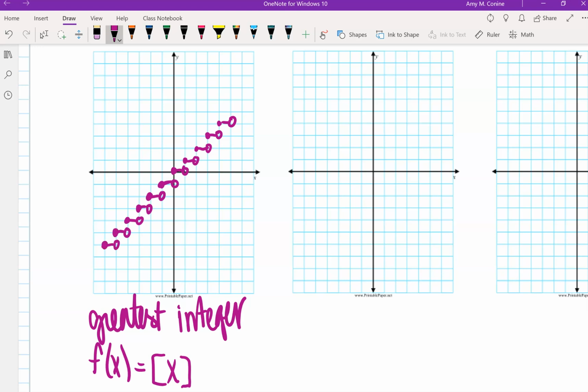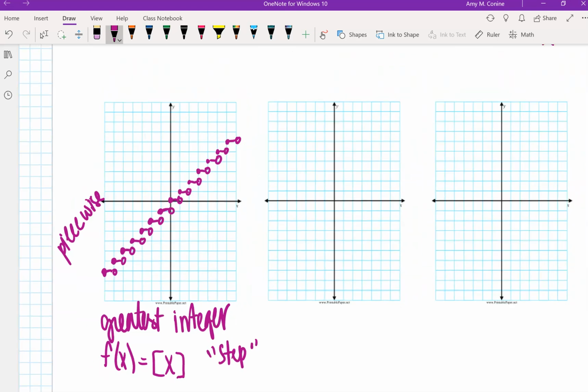So I wanted you to see a piecewise function, and this does this forever and ever because it is a function. It is going to do it all the way to the right and all the way to the left. So it doesn't just stop. So I definitely wanted you to see that one because it is a piecewise function. It's also called a step function, okay, because it looks like little stairs. Okay, so I just wanted to make sure you saw those.